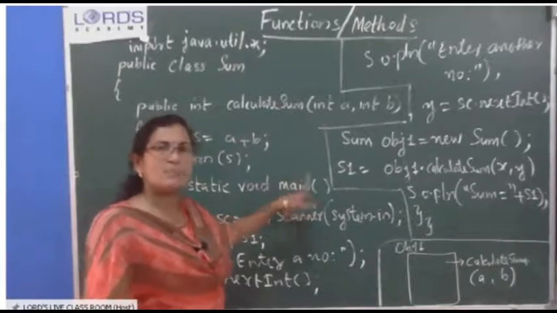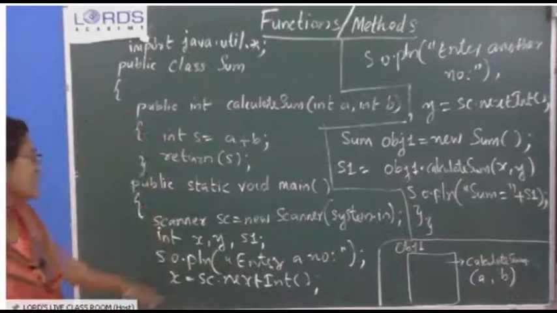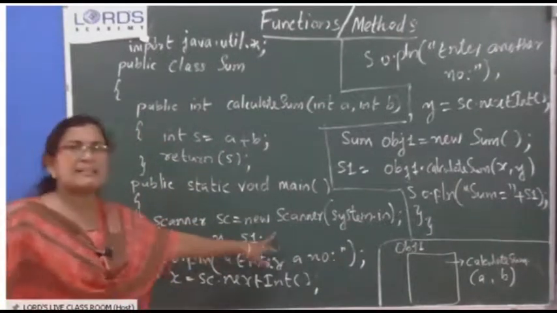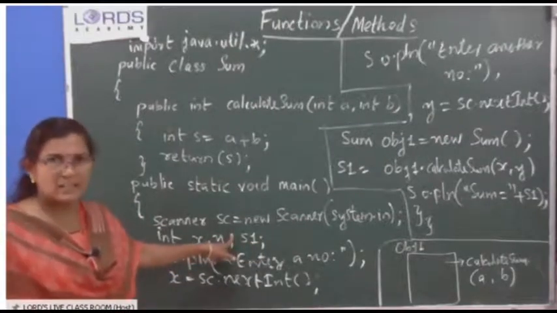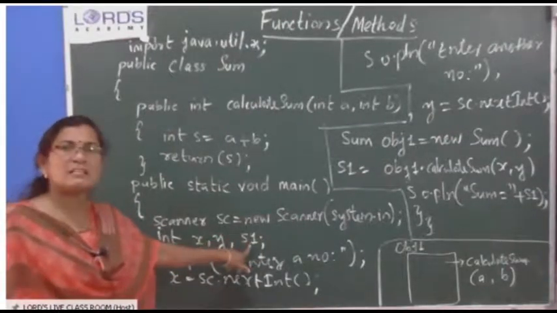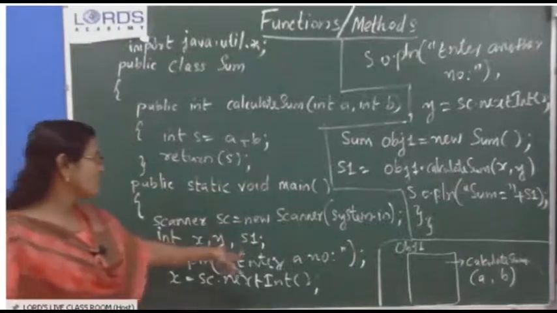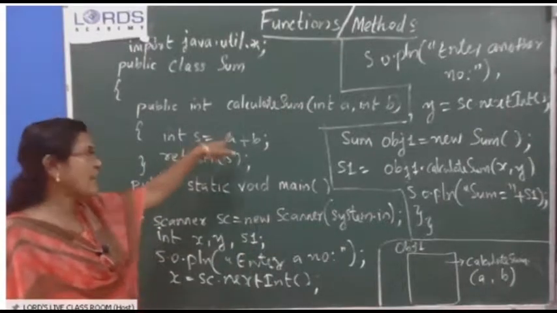Name of the method is main. Okay. Already these things are discussed. Scanner class type object is created. Three variables are declared. First two variables x and y are for accepting two values from the user and to store the result in sum s1. And to avoid confusion I gave the name s1, because s we have already used in calculateSum.